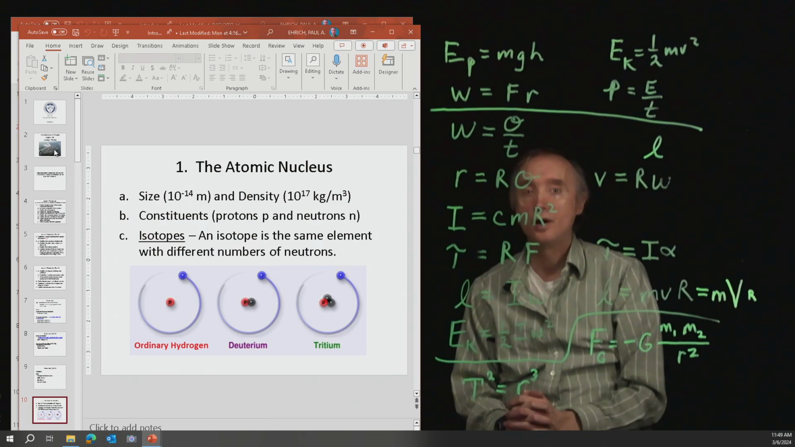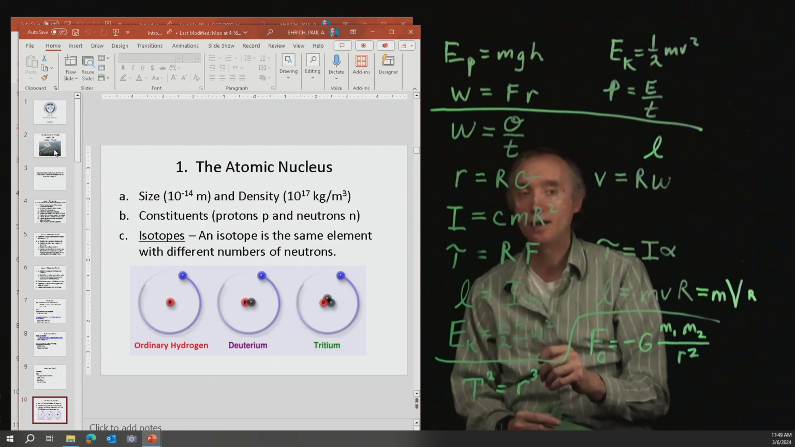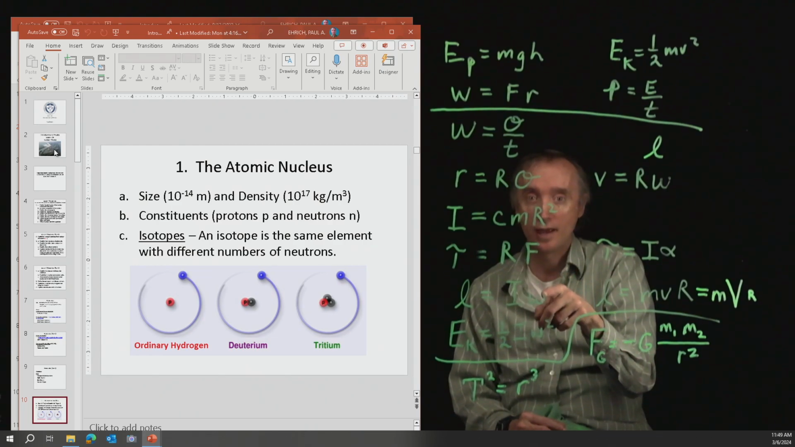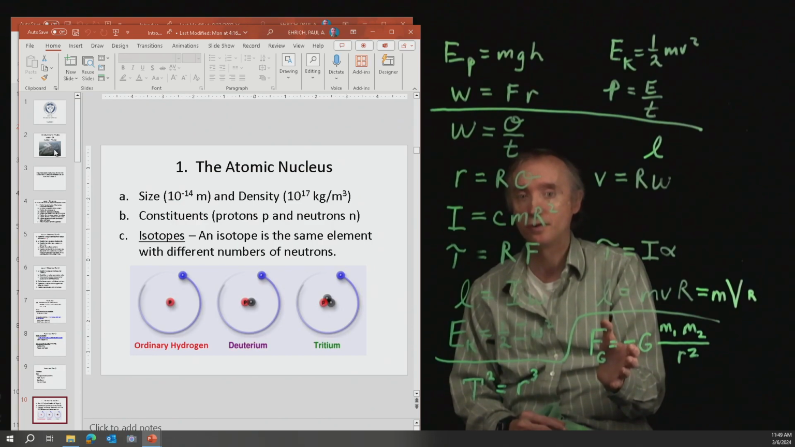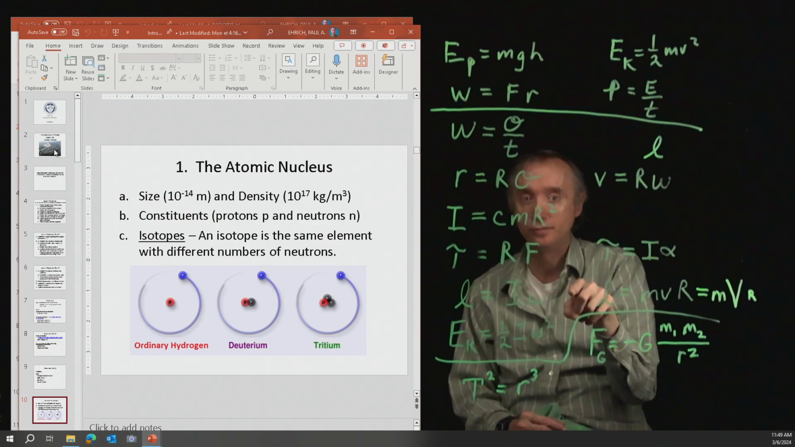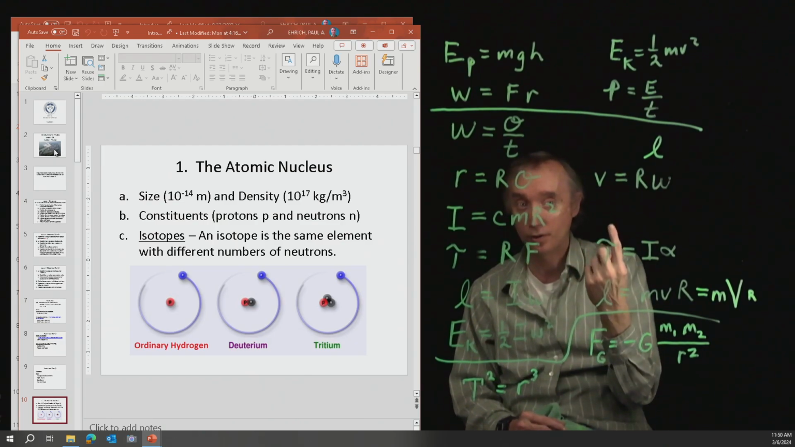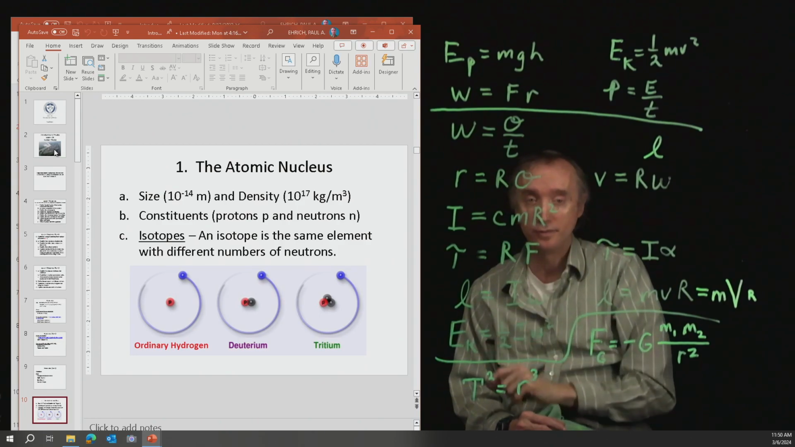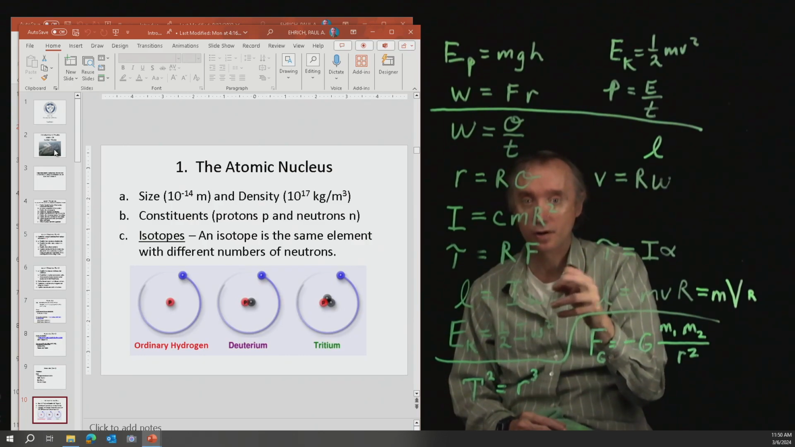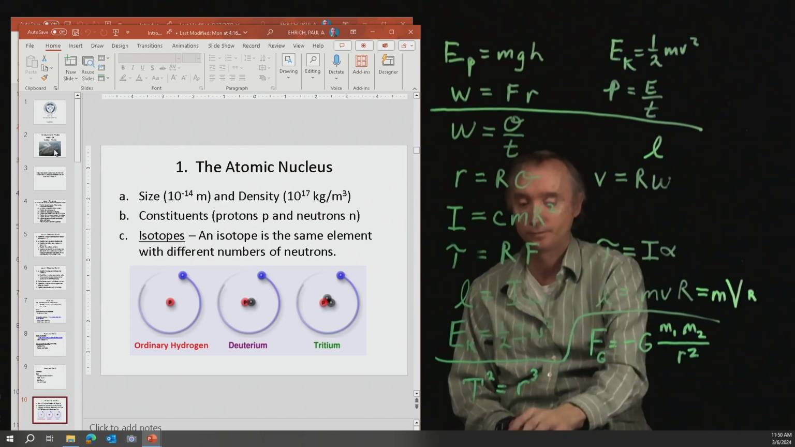You should know what an isotope is. So an isotope is going to be the same element but different numbers of neutrons in its nucleus. So here we have an example of hydrogen, and every hydrogen in the known universe has one proton. But you can see that deuterium, it is hydrogen because it's got one proton, but it has a neutron in there. And then tritium has 2 neutrons. So all 3 of those are isotopes of hydrogen.